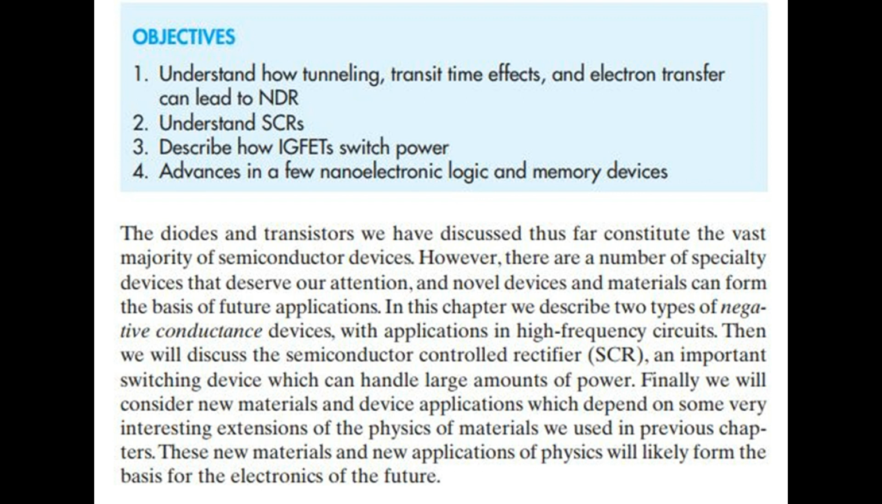The diodes and transistors we have discussed thus far constitute the vast majority of semiconductor devices. However, there are a number of specialty devices that deserve our attention, and novel devices and materials can form the basis of future applications. In this chapter we describe two types of negative conductance devices, with applications in high-frequency circuits.